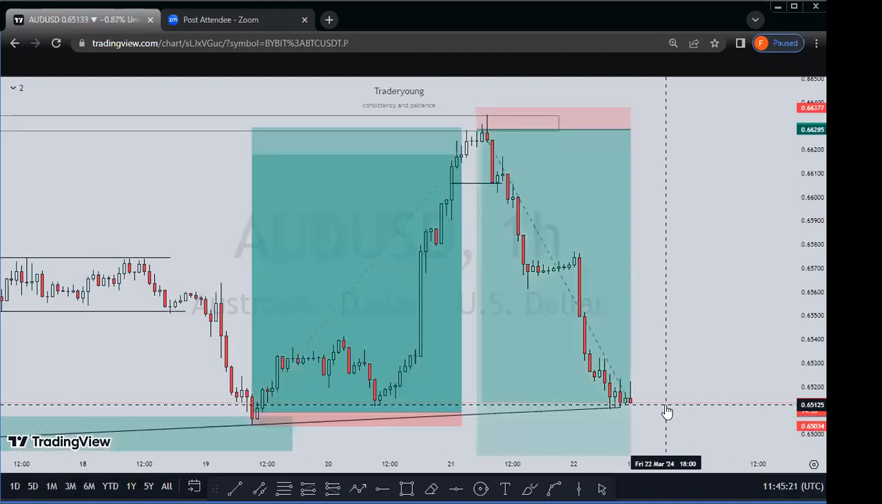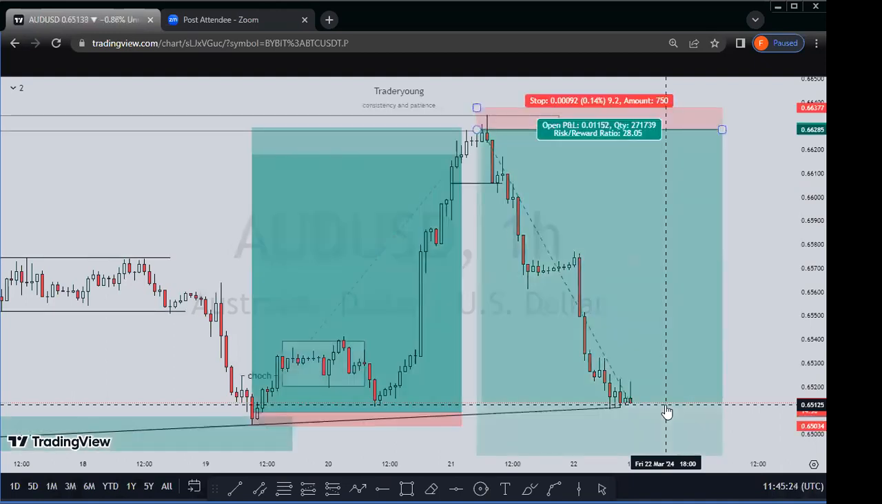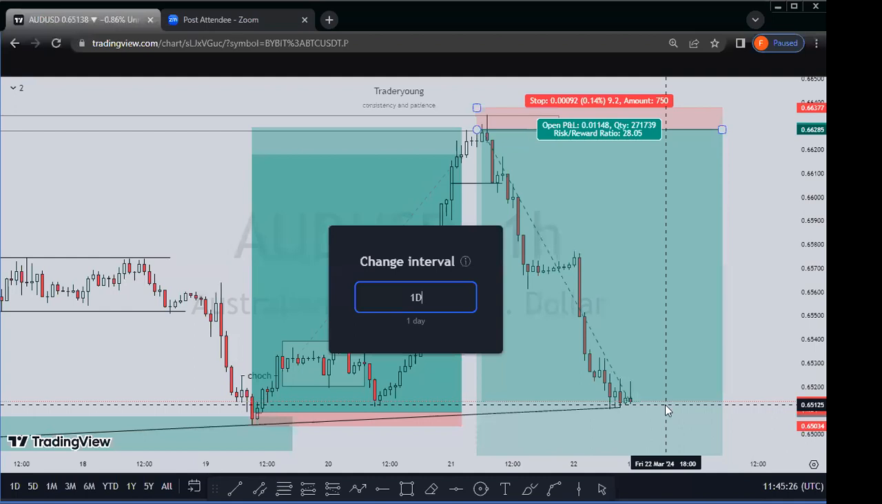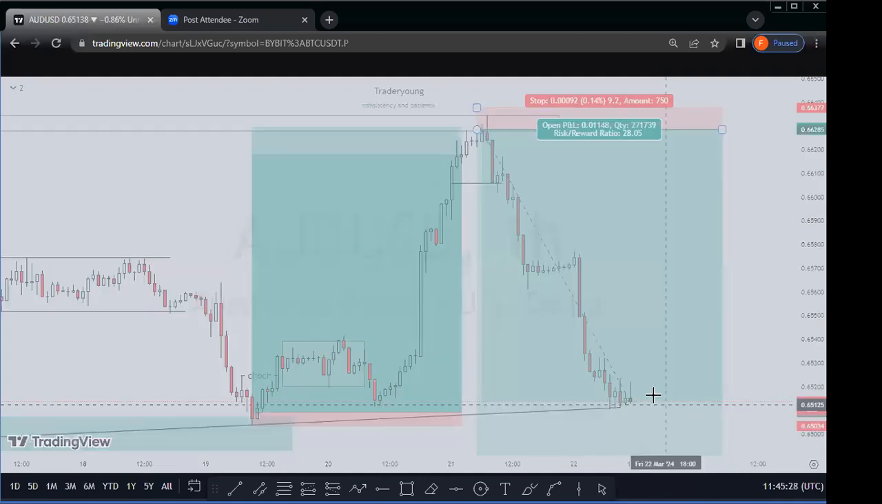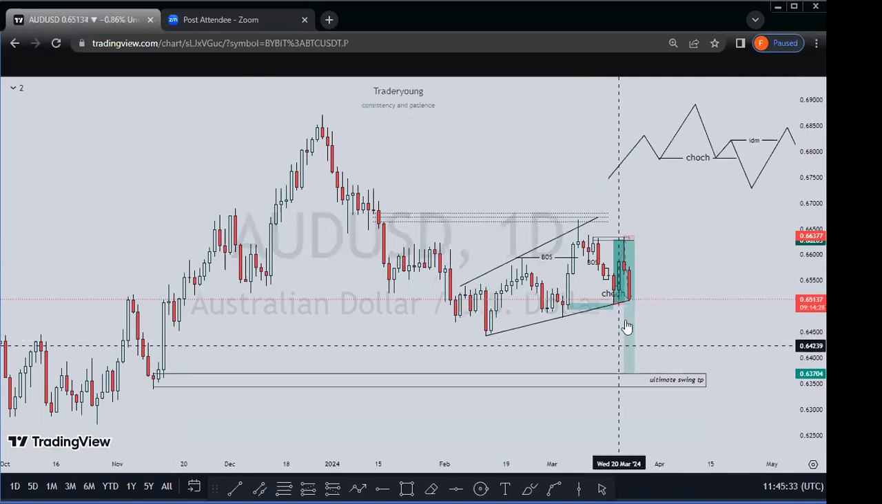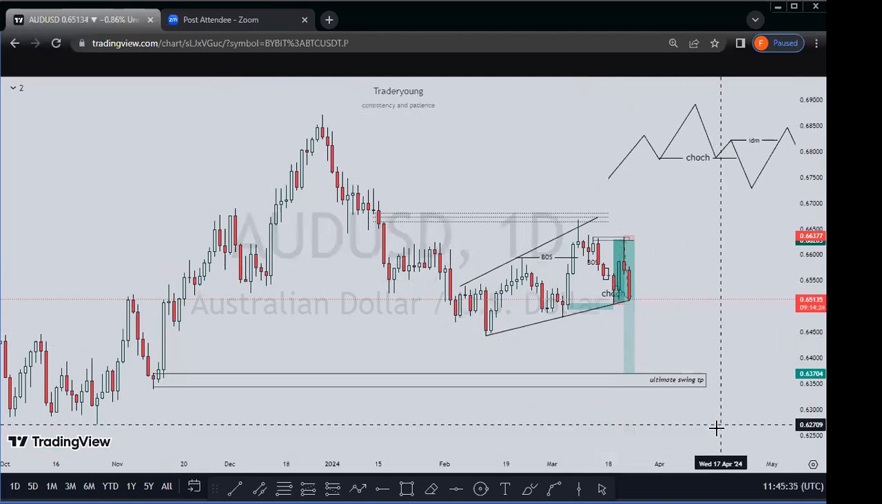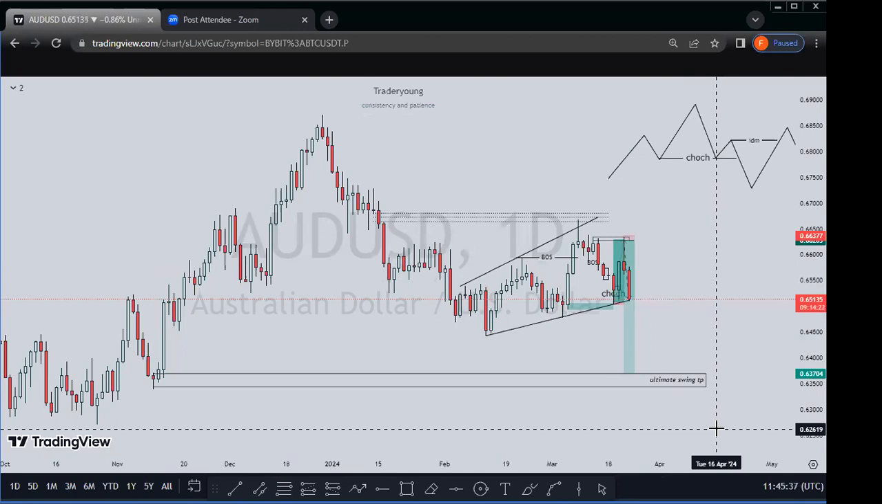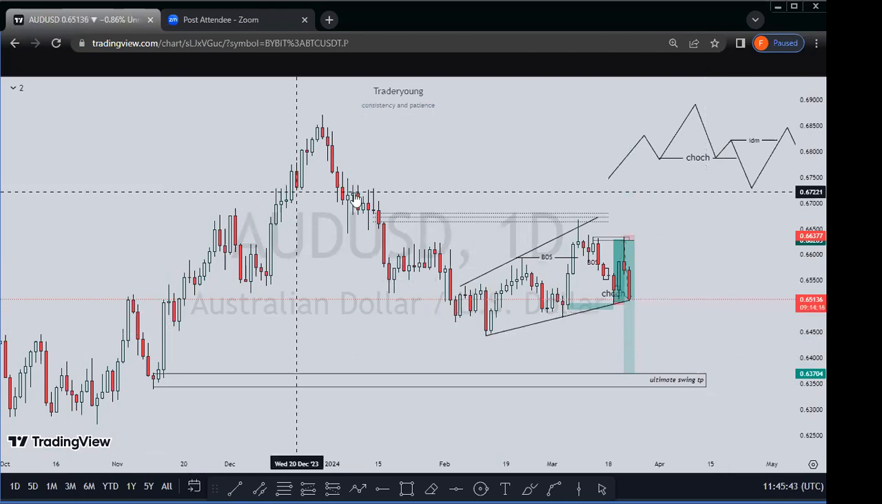AUD USD, Euro USD, GBP USD, then probably gold. We wrap it up. Let's go. Okay. AUD USD, I've been booking AUD USD so mad. Actually, I still have a running trade on it. Okay. From the daily time frame, let me just go so fast. From the daily time frame, we have price reacting and coming down.